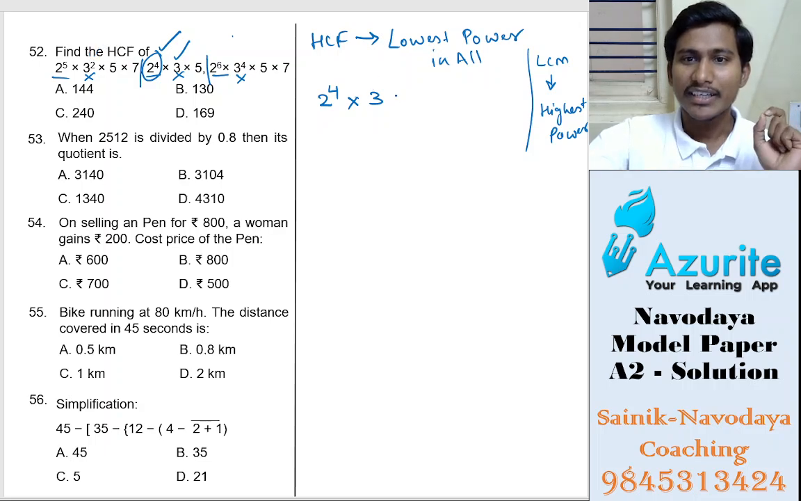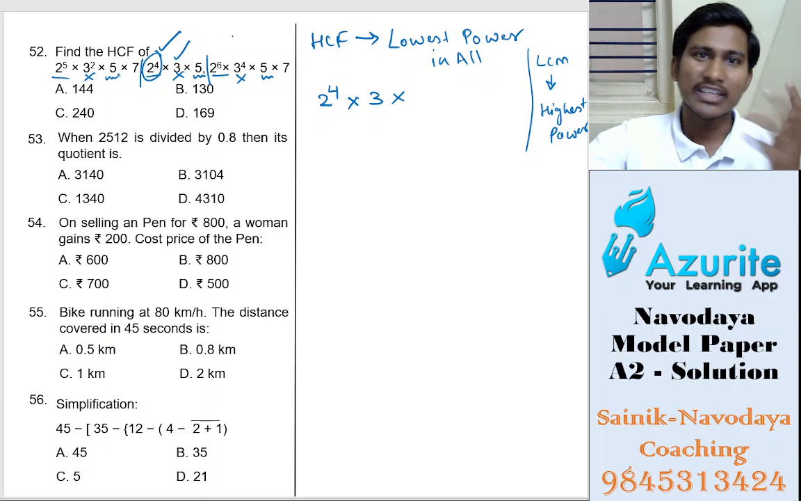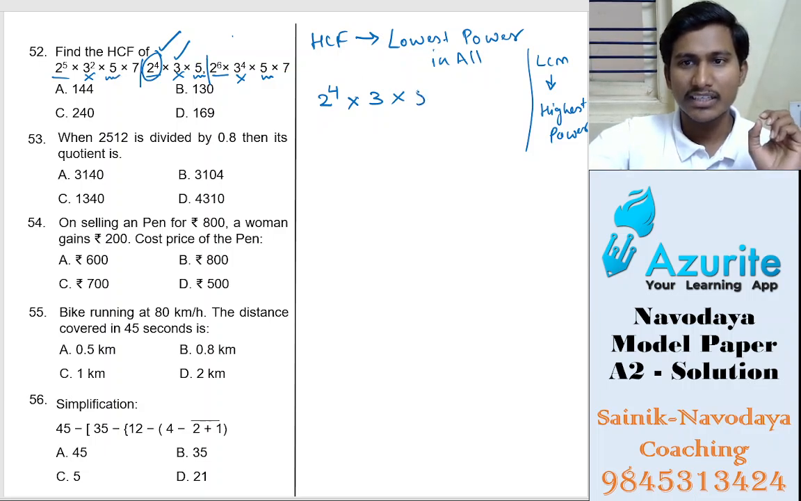Next into 3. Next check 5 now. 5 is here, 5 is here also, and 5 is here also. In all numbers it is there. So which is the smallest power? 5 only, all have 5. And next, 7 is here, but in the second number 7 is not there. So we don't take it.